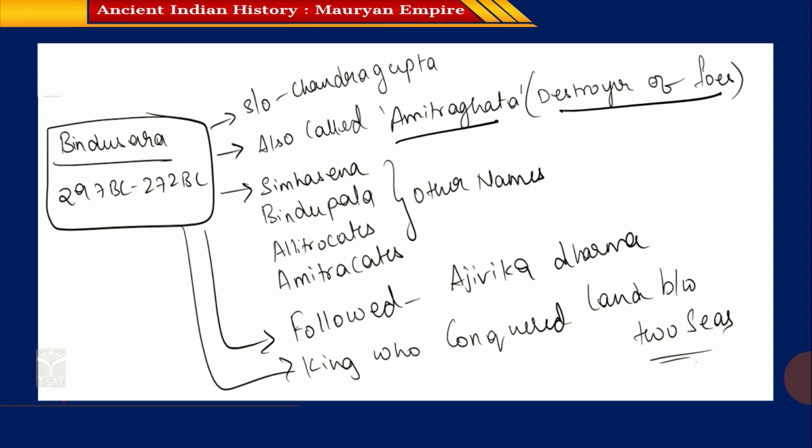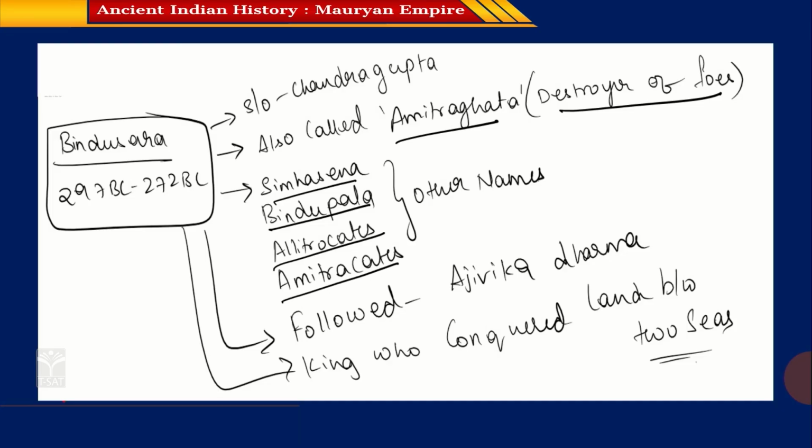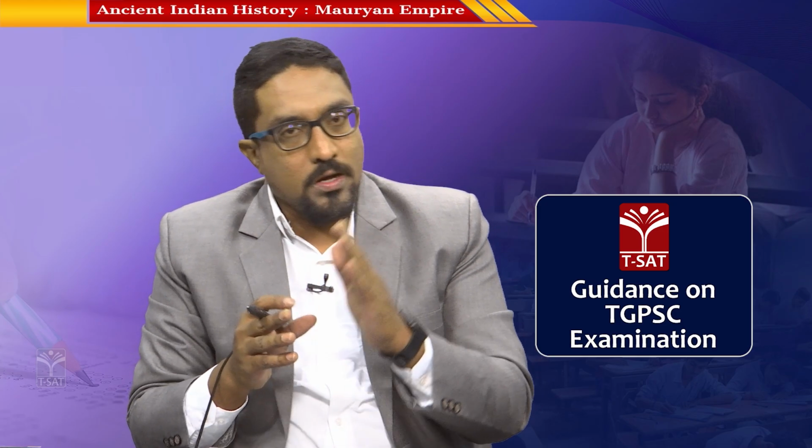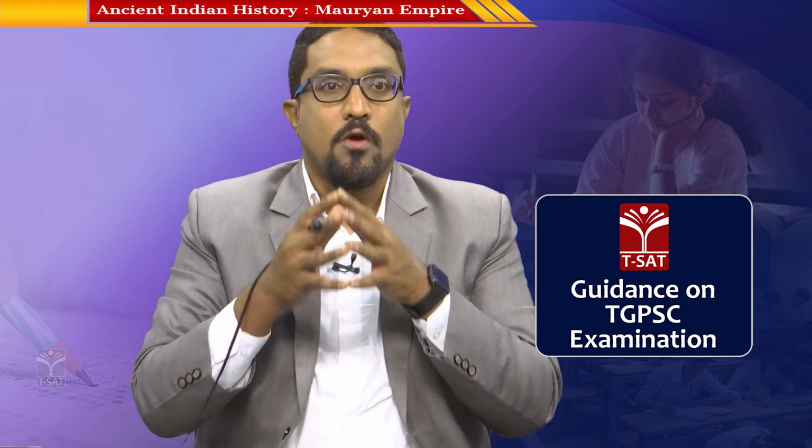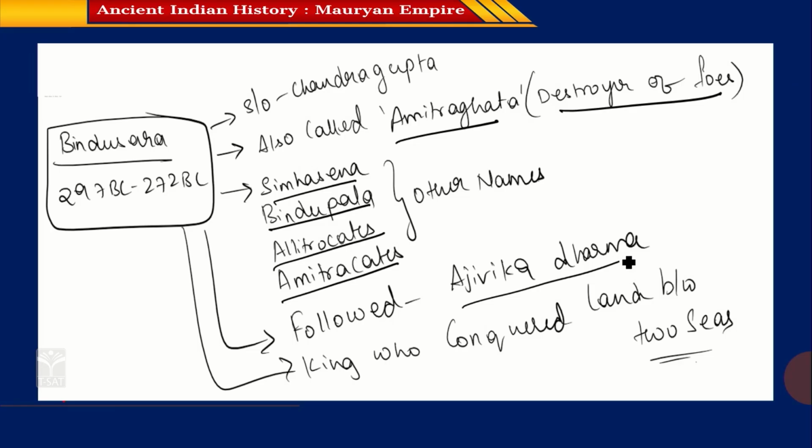Bindusara is also commonly known as Simhasena, just like his father. Chandragupta Maurya also had the same name, Simhasena. He is also called Bindupala, Alithrocratos, Amitrocratos, different names. Chandragupta Maurya, Bindusara's father, founder of the Mauryan Empire, followed Jainism. Bindusara, second king in the Mauryan Empire, followed Ajivika Dharma. Bindusara's son, Ashoka Maurya, followed Buddhism.